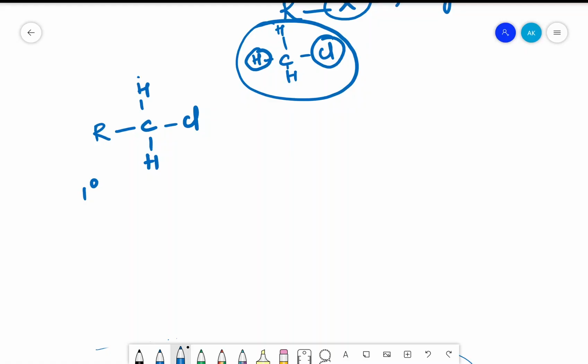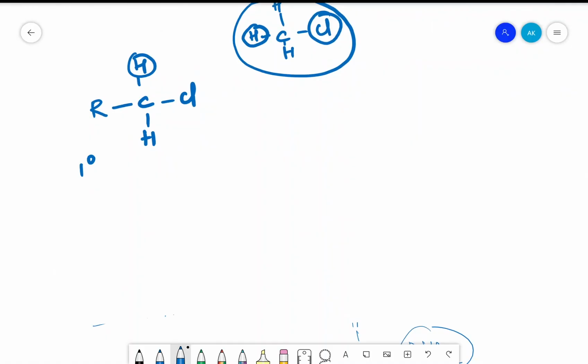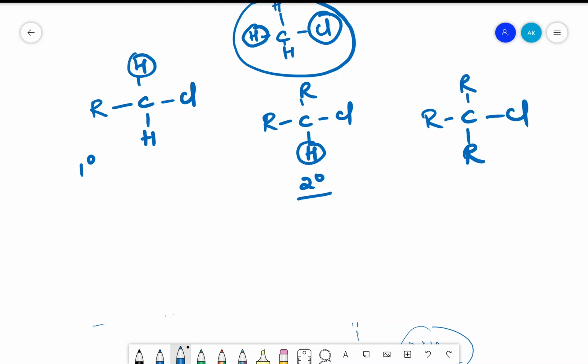If I replace another H by R, then it is R2CH with hydrogen and Cl. This is secondary. If I replace the remaining hydrogen, then it is R3CCl. Then this is a tertiary alkyl halide.